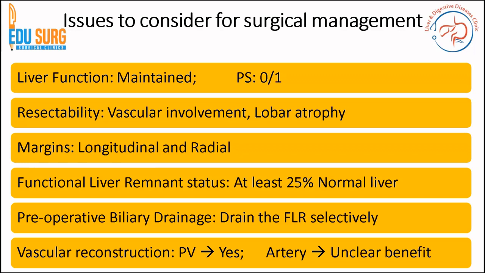So when we consider the issues for surgical management, liver function must be maintained and the performance status should be 0 or 1. Resectability is defined by vascular involvement and lobar atrophy and not just the biliary extent. For margins, you have to consider both longitudinal and radial, which includes the parenchymal margin. The FLR should be at least 25% of normal liver. Preoperative biliary drainage should be used very selectively and only to drain the FLR. When it comes to vascular reconstruction, the portal vein can be resected and reconstructed. Artery resection outside of a clinical trial setting should not be encouraged at this point in time.